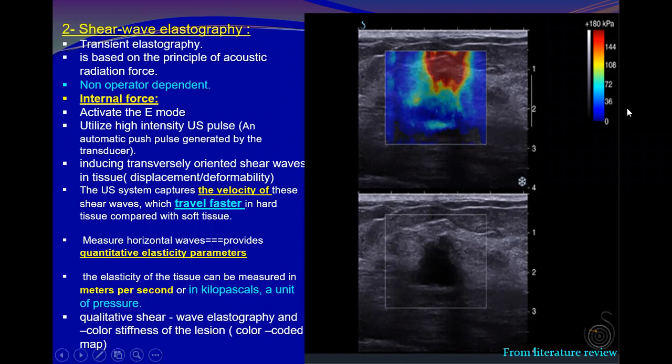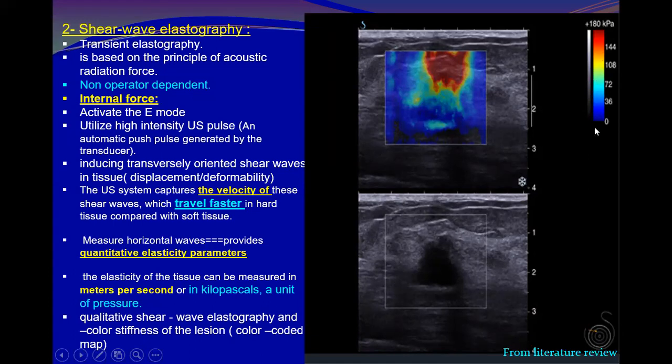The quantitative elastography is shear wave elastography. You will see the kilopascal here, and you will see red with the highest kilopascal markers. We said that the fastest traveling means the hardest tissue. It means more suspicious, more stiff tissue. You got the point now. So you will always see red with the highest number of kilopascal.